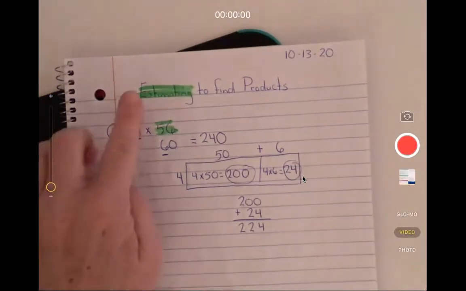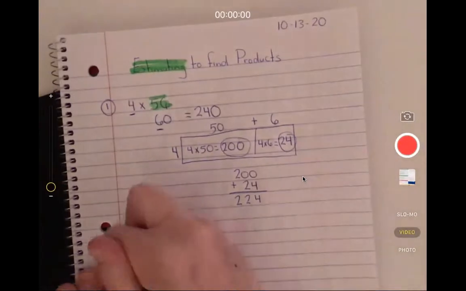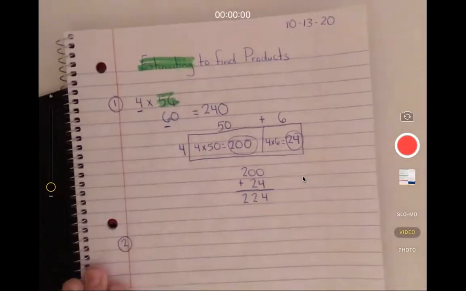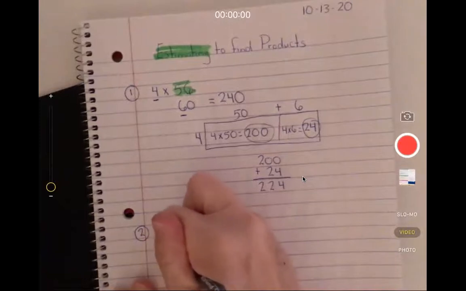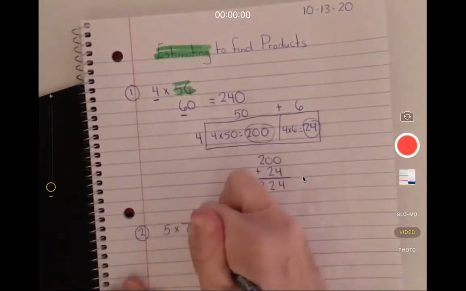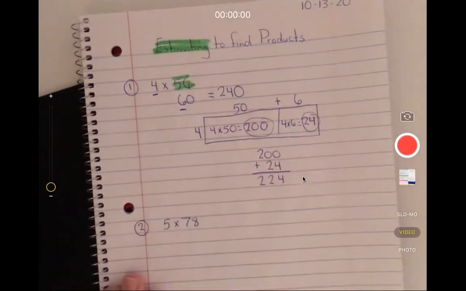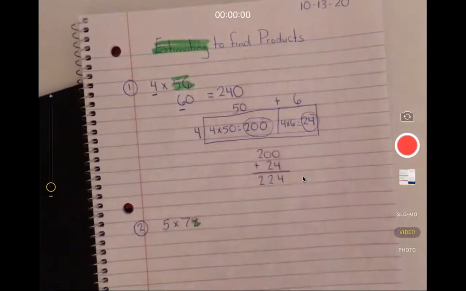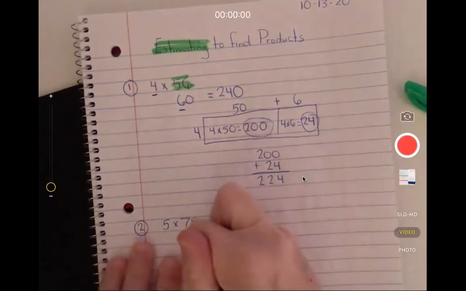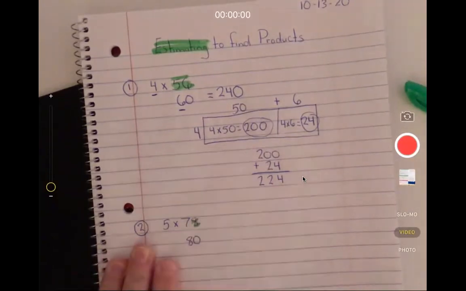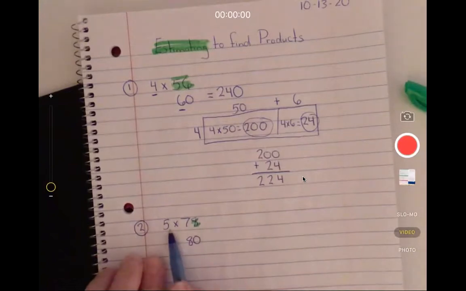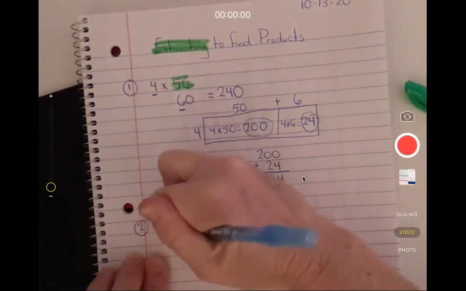Let's try another one with estimating, okay? Here we go. Here's number 2. This time I'm going to multiply 5 times 78, okay? So the first thing, when I'm estimating, I'm going to look at that number in the tens, 78, and I'm going to round it. Looking at this 8, 8 tells me to round up, so the 7 is going to turn into an 8, so this will round up to 80, okay?